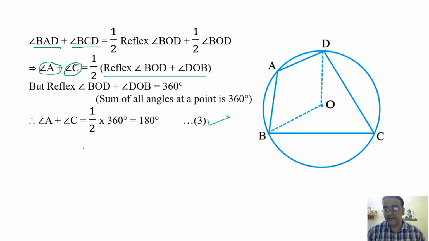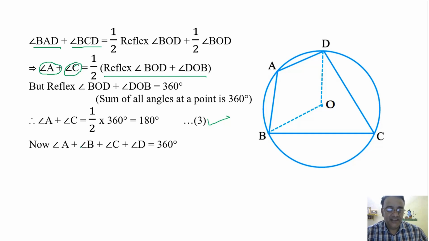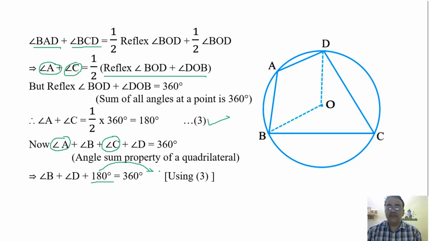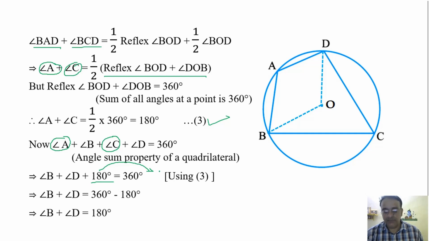Now for the second part, we have to prove angle B plus angle D is equal to 180 degrees. We know that the sum of all the interior angles of a quadrilateral is equal to 360 degrees, right? In this, angle A plus angle C we already proved to be 180 degrees. So we will replace it. Now shift 180 to this side. It becomes 360 minus 180, which is equal to 180. So this is the proof of this theorem, and this is one method.